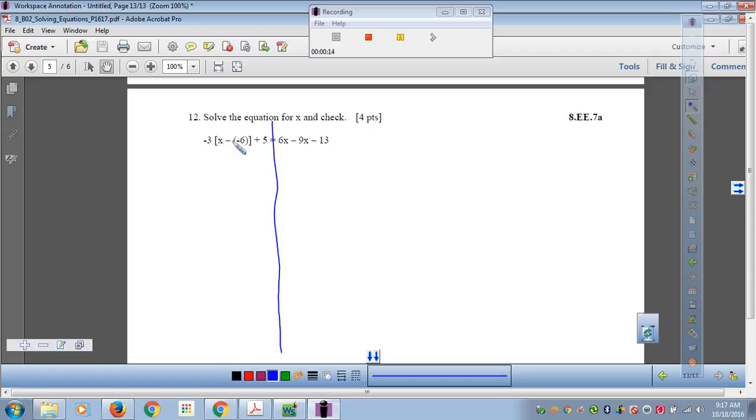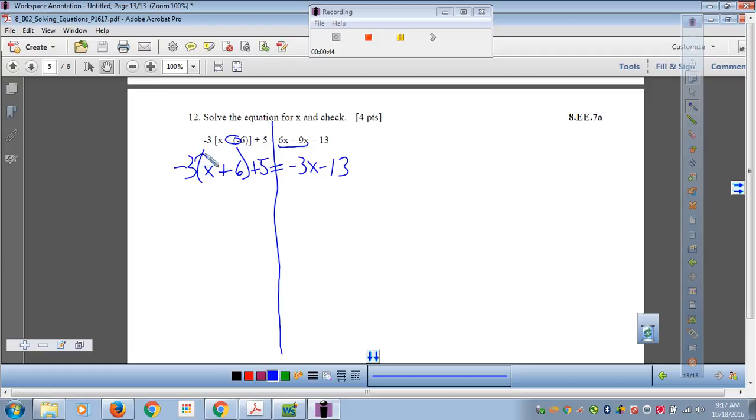Now, the brackets are one thing that gives people trouble. Brackets are basically parentheses. I'm going to take care of my double negative here, and instead of the brackets, I'm going to rewrite this using parentheses. Now, the double negative means I really have addition. On the right side, I might as well go ahead and combine my like terms. 6 minus 9 is negative 3x.